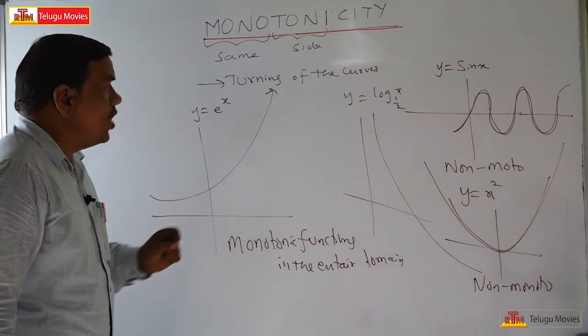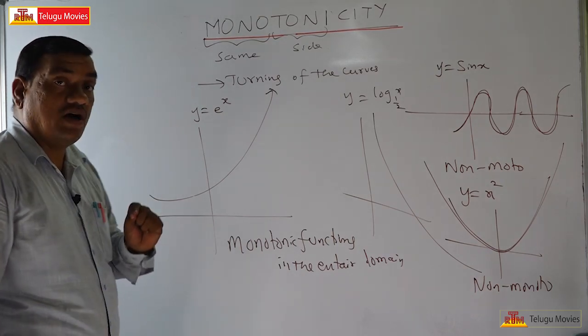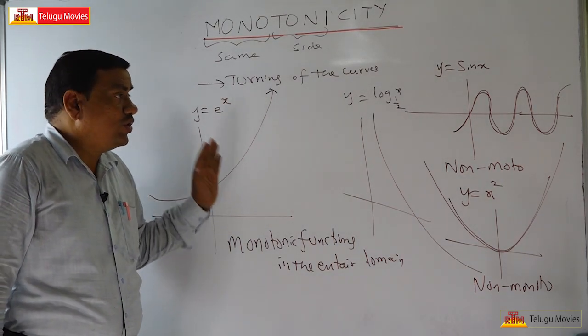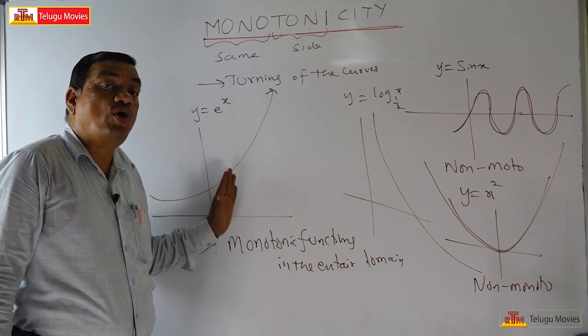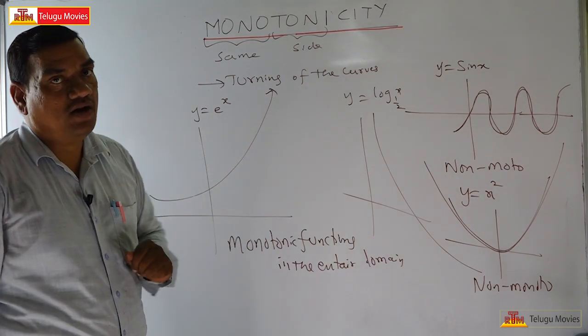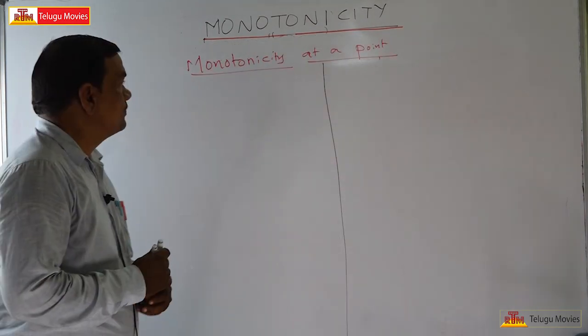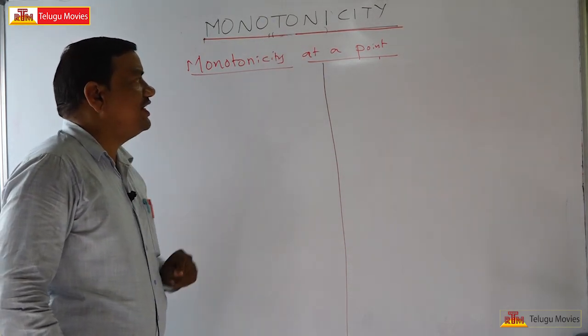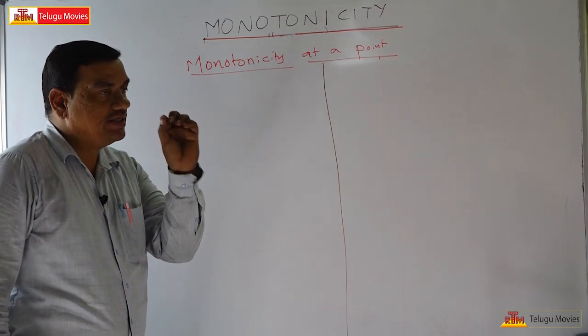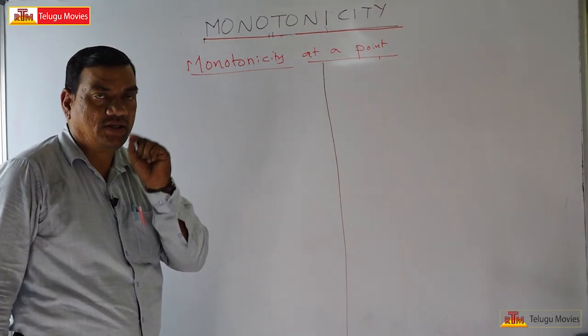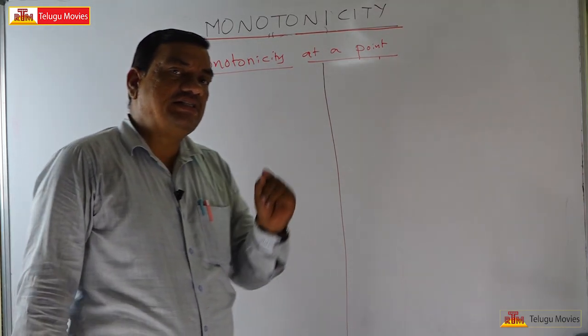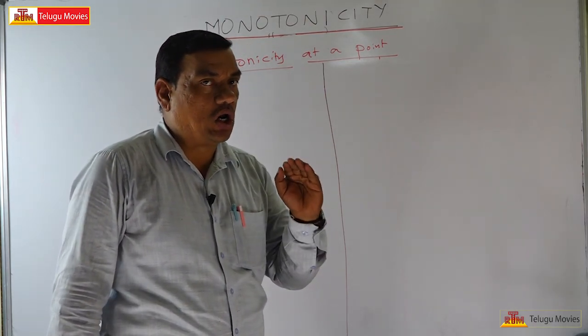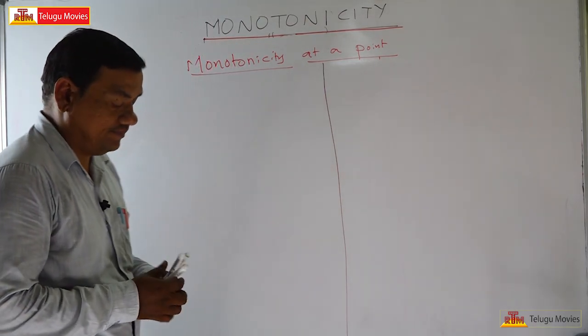Now we are going to see the monotonic nature of the function at a point and at an interval. So let us see that. Now our topic is monotonicity at a point. That means given a function at a point, how to check whether it has monotonic nature or not. Let us see that.